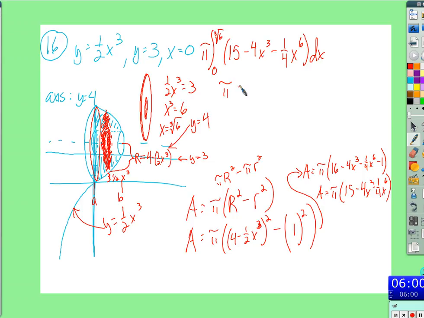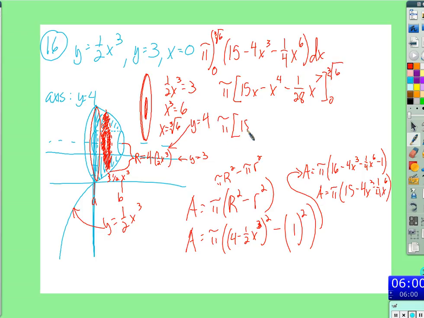So then this will be 15x minus x to the 4th, minus 1 over 28 x to the 7th, because we want to multiply by the factor of 7 to get canceled out and leave a 4 down here. From 0 to the cube root of 6.